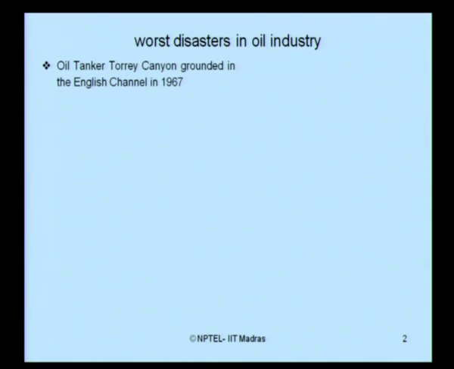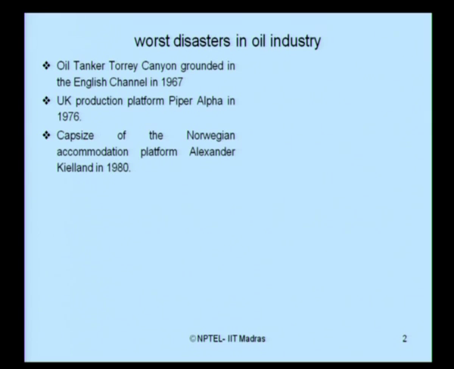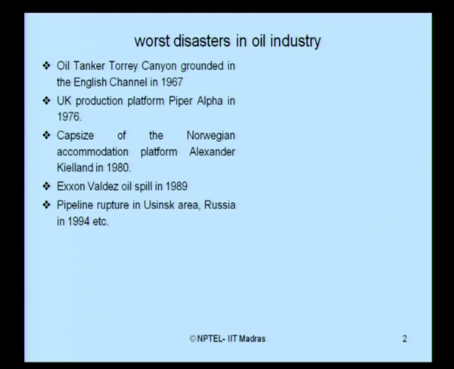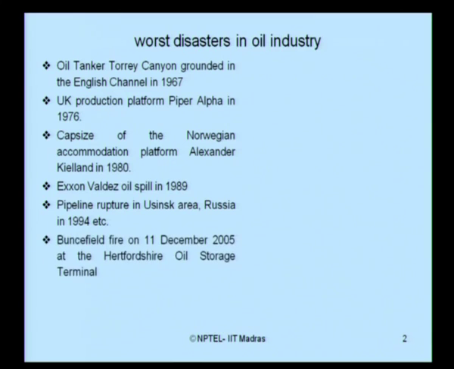Before that, let us quickly summarize once again, for our own interest, world disasters which occurred in the oil industry. We have already discussed many case studies in the first module. Just for interest we will summarize them once again. Oil tanker Torrey Canyon grounded in the English Channel in 1967, the UK production platform Piper Alpha disaster occurred in 1976, the capsize of the Norwegian accommodation platform Alexander Kielland occurred in 1980, the Exxon Valdez oil spill occurred in 1989, the pipeline rupture in Usinsk area, Russia occurred in 1994, the Buncefield fire occurred on 11 December 2005 at the Hertfordshire oil storage terminal, and the Gulf of Mexico BP oil disaster occurred in 2010.